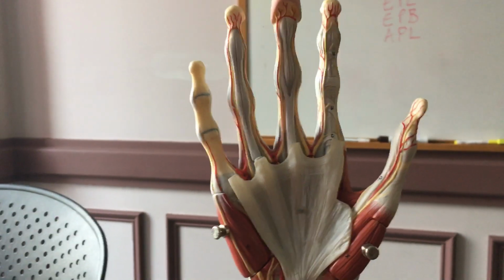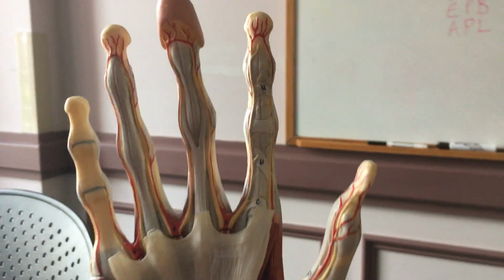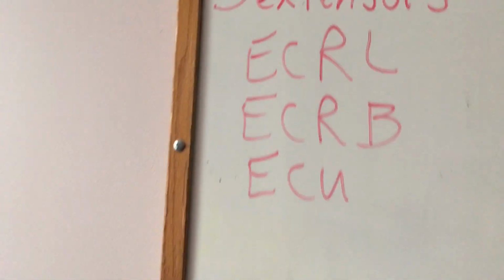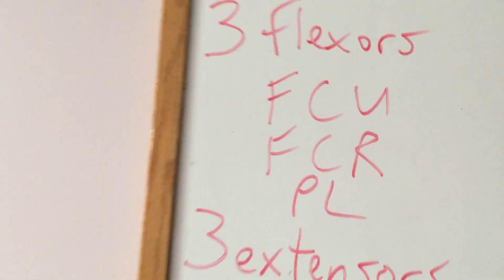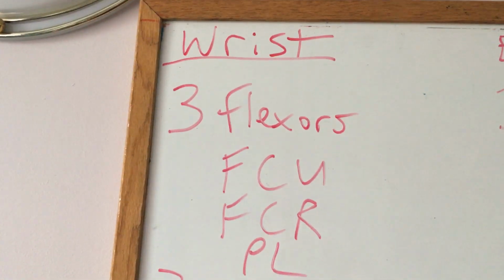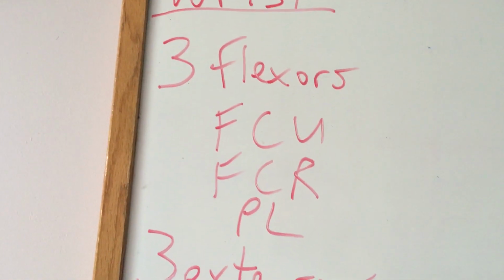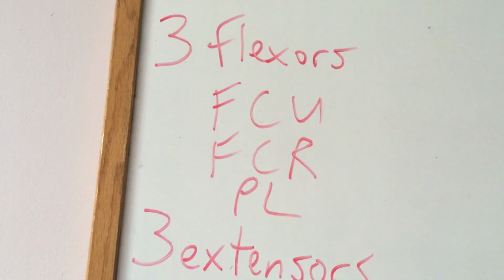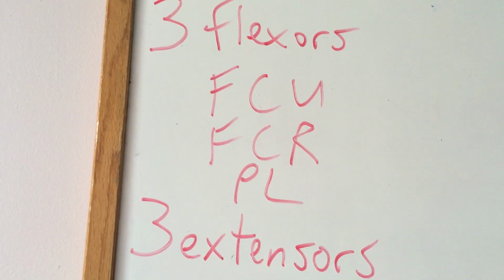So here is your quick and dirty guide to the muscles of the wrist and hand. I have them separated into categories. So we're first going to look at the wrist flexors, and I have initials here for you. Flexor carpi ulnaris, flexor carpi radialis, and palmaris longus.